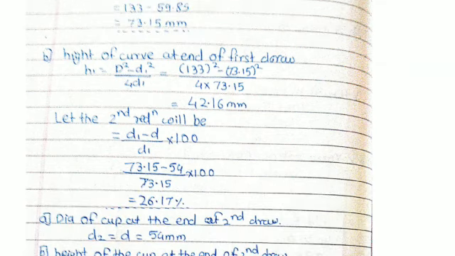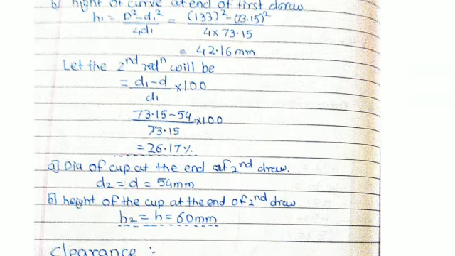Then the diameter of the cup at the end of the second draw is the desired diameter. D2 will be equal to small d, the expected diameter of the cup, 54 millimeters. The height of the cup at the end of the second draw, h2, is also equal to h, which from the given data is 60 millimeters.